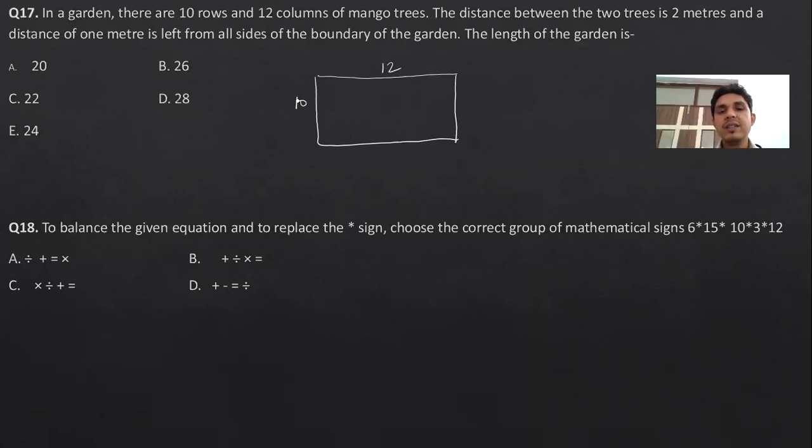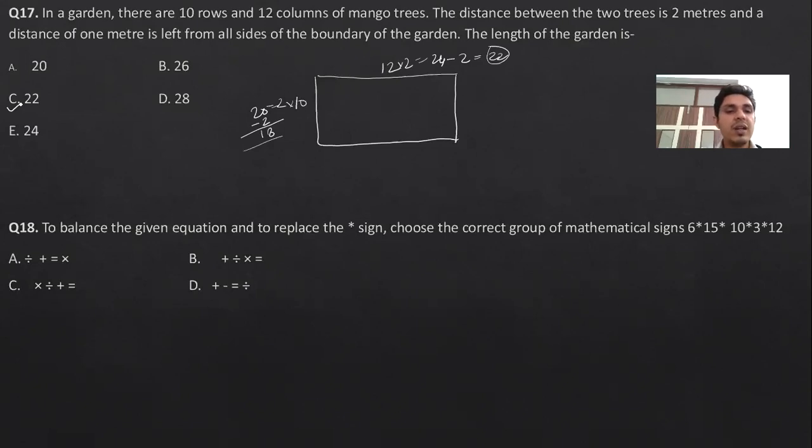Okay, he's saying that there is a gap of 2 meter between each tree. That means the total gap should be here 12 multiplied by 2, that is 24. But he is saying that the length of 1 meter is left from each side, so length should be 22. And in the height side also the total length should be 10 multiplied by 2, that is 20. He's saying that the length of 1 meter is left from all the sides, so this should be 18. He's asking about the length only, so length should be 22, right? Okay, coming to the next question.